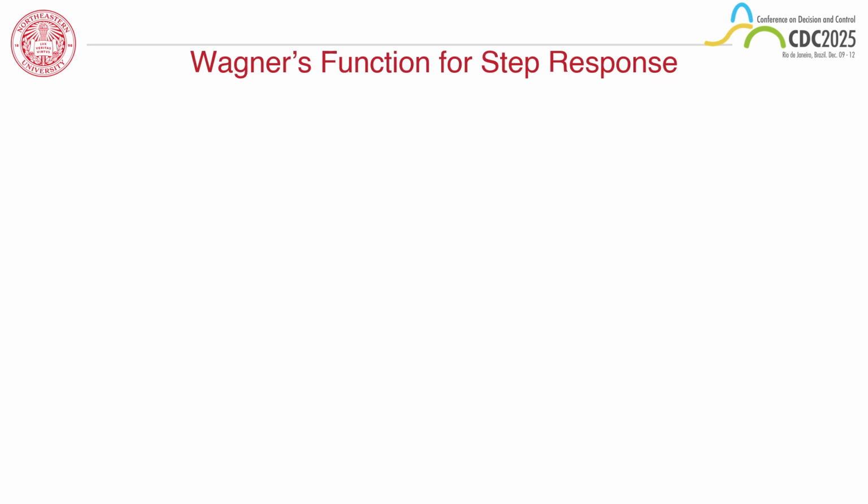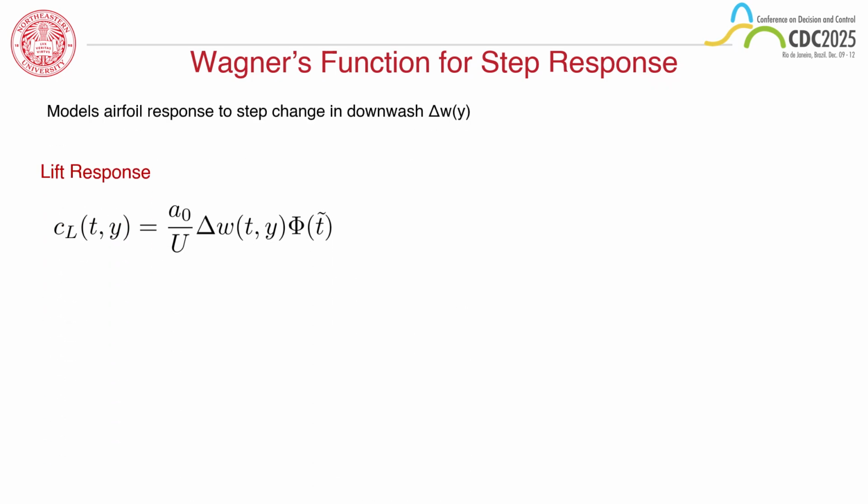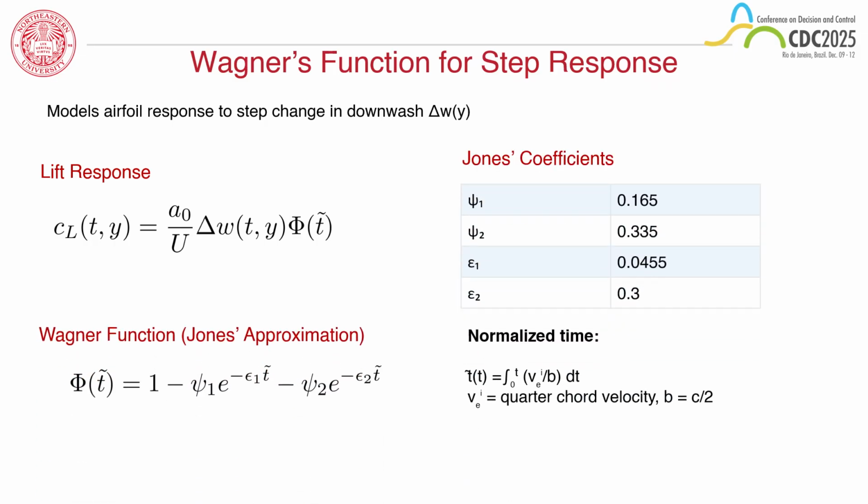To model the state response of an airfoil undergoing a sudden change in downwash, we use the Wagner function. The lift response is proportional to the downwash change delta W scaled by the Wagner function phi. We use the Jones approximation for phi, which is expressed as this double exponential form. The coefficients are listed in the table on the right side. Psi1 equals 0.165, psi2 equals 0.335, epsilon 1 equals 0.0455, and epsilon 2 equals 0.3.